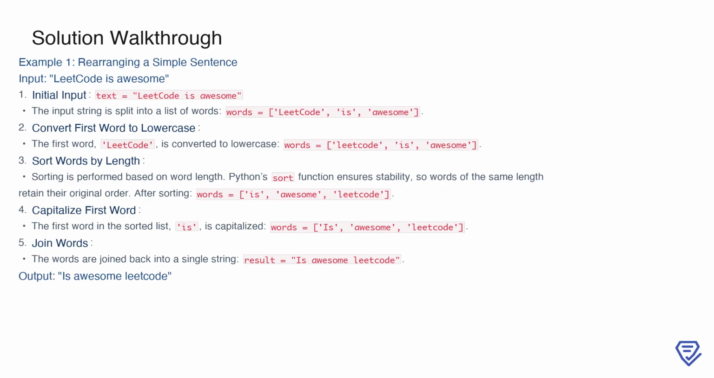Once sorted, we capitalize the first word, so is becomes Is, giving us the list Is awesome LeetCode. Finally, we join these words back together into a single string, resulting in the output Is awesome LeetCode. This demonstrates how we rearrange the words in the sentence while adhering to the requirements.